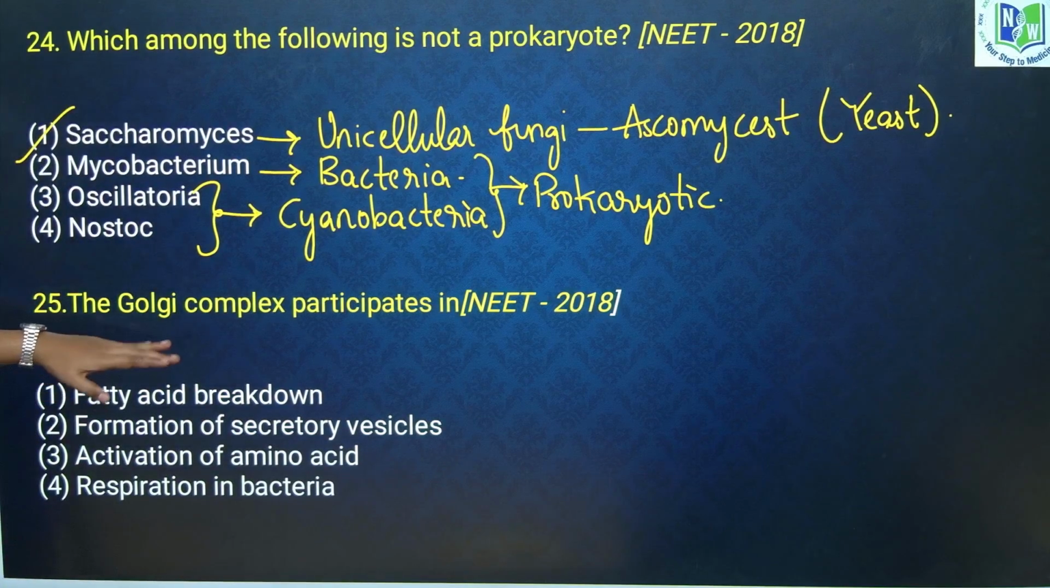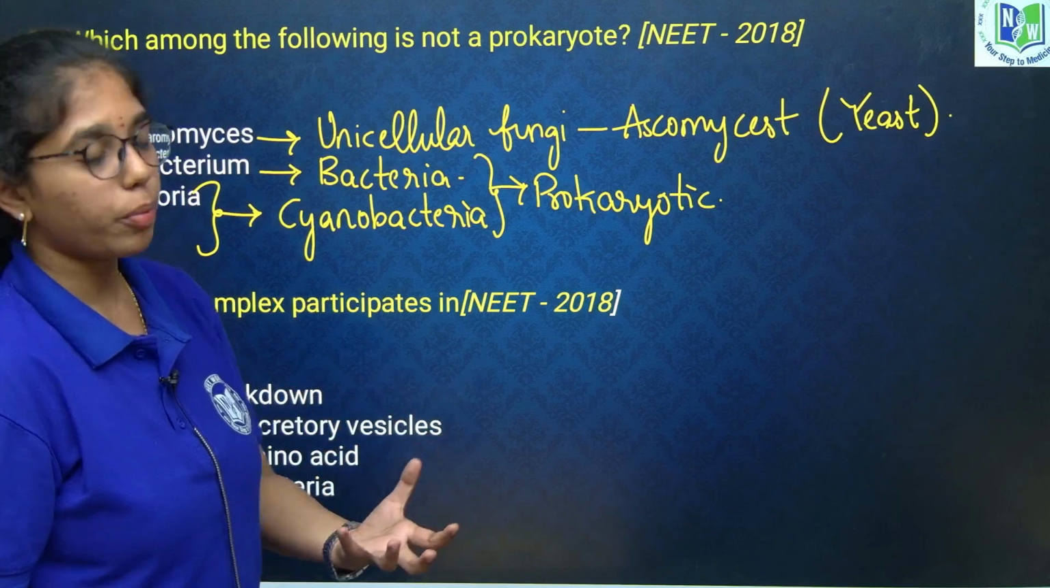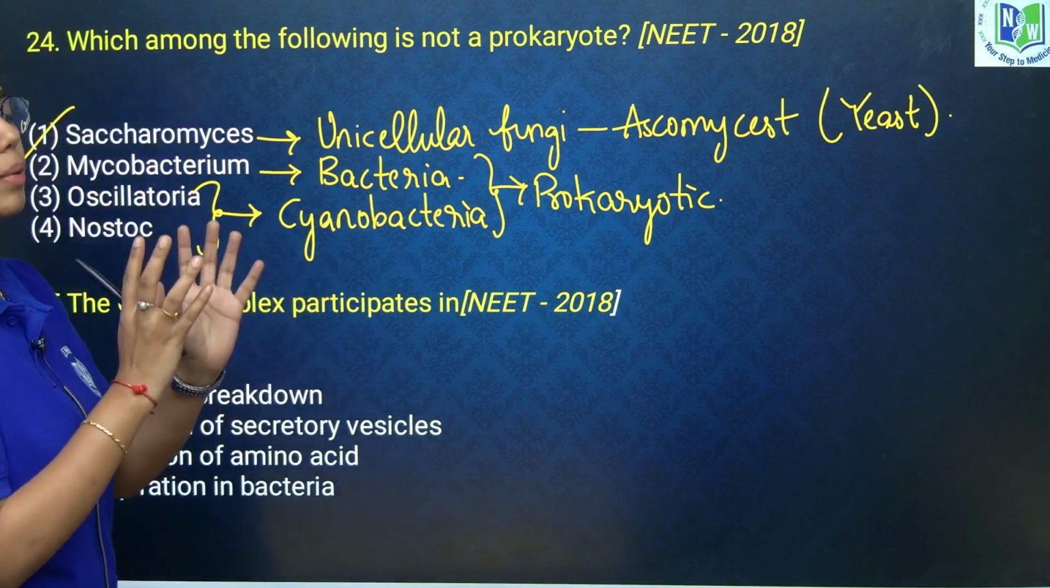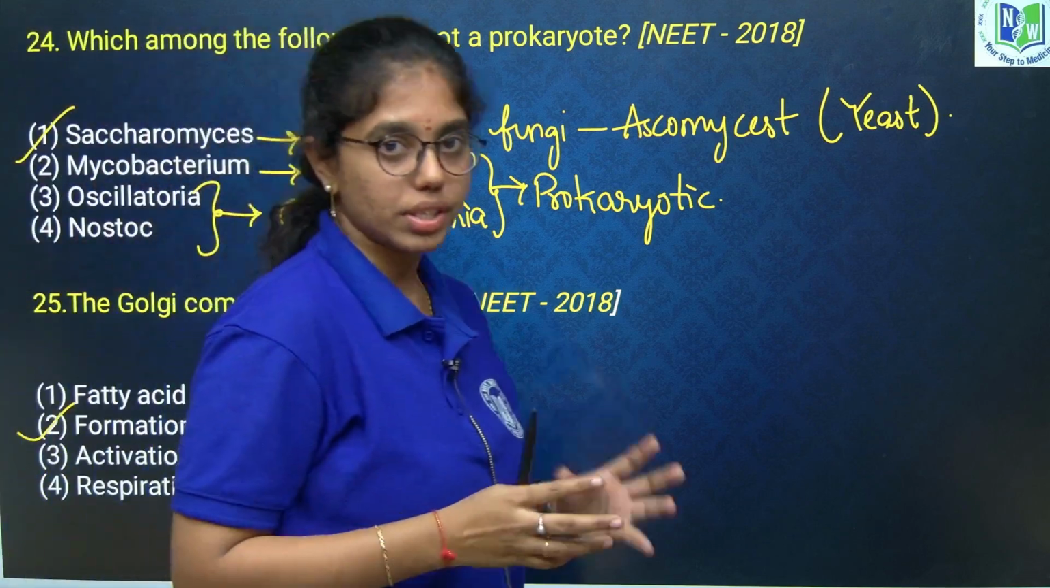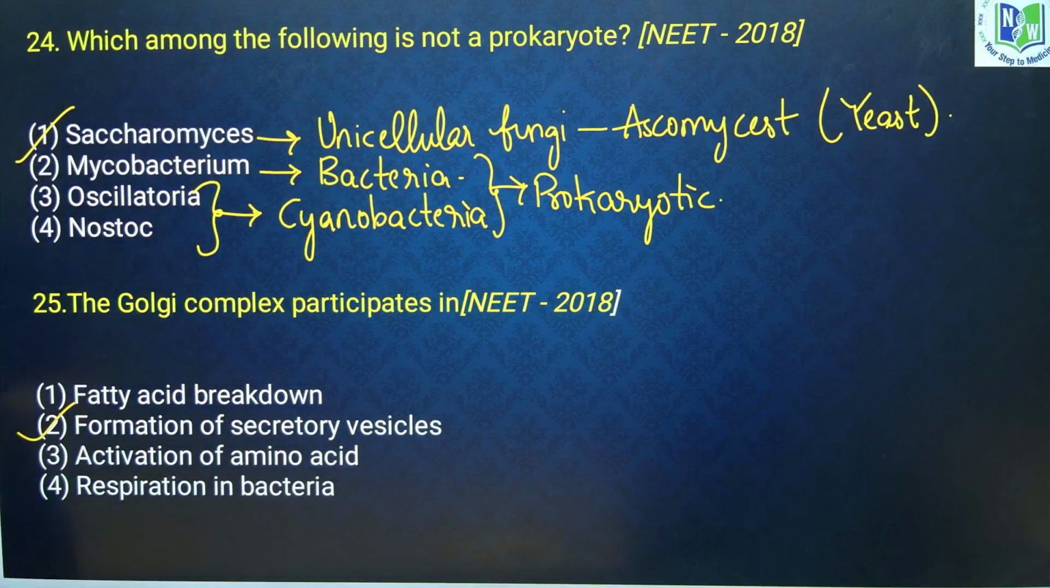Next, the Golgi complex participates in formation of secretory vesicles, like lysosomes, glycolipids, glycoproteins. All these are released out of the cell in the form of vesicles from what? Golgi bodies. Next question.